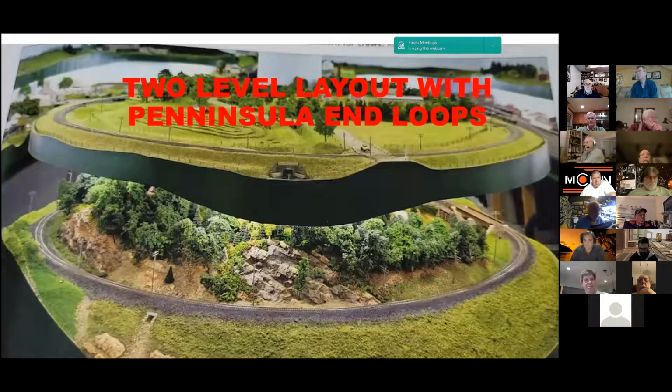But right now we're just going to talk about a traditional two-level main track and how to get from one level to the other. That's basically what this presentation is about, with a little discussion about staging. So this is an example of a very nice layout. If you look in the background, you'll see the two levels going around the room. This just happens to be the end of the peninsula.